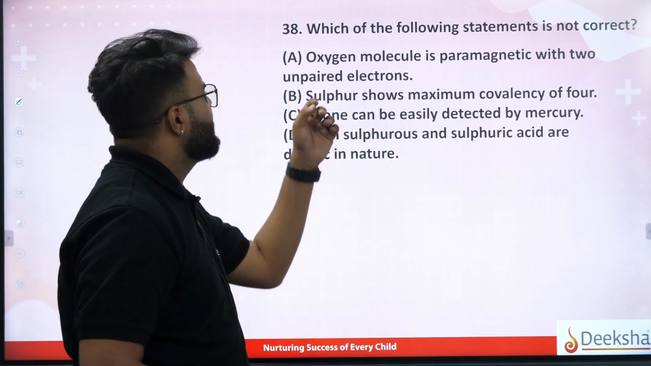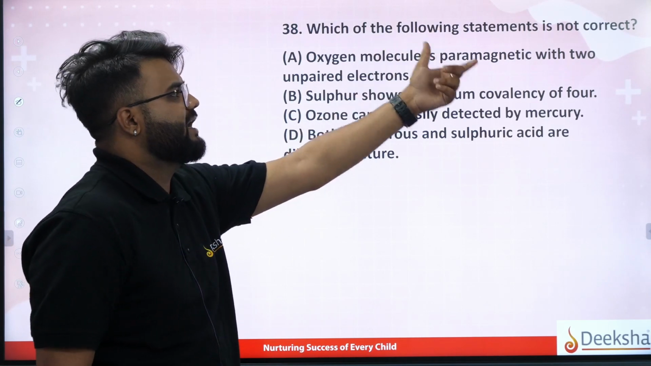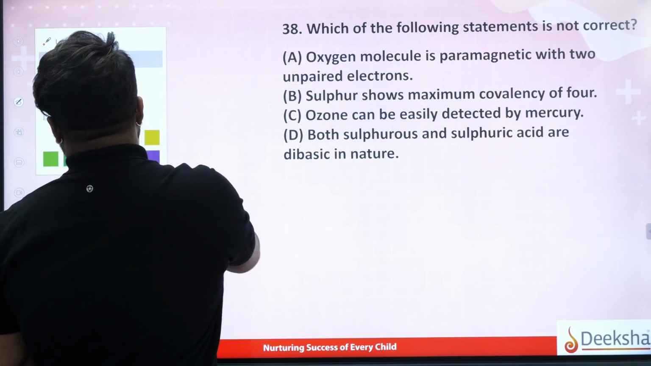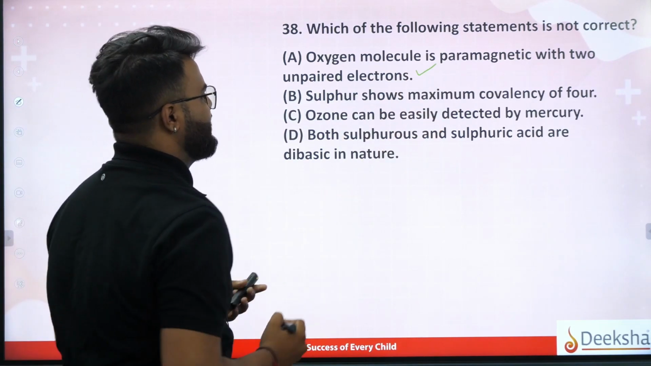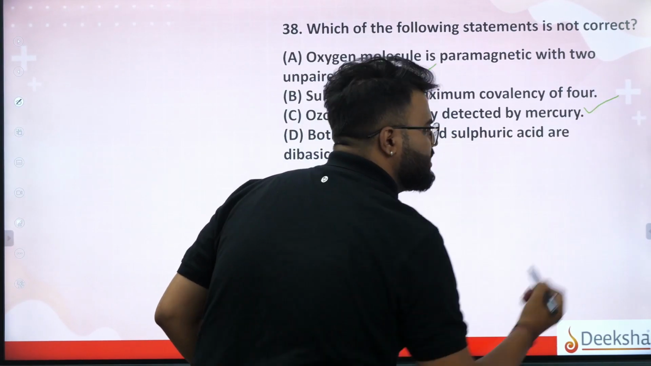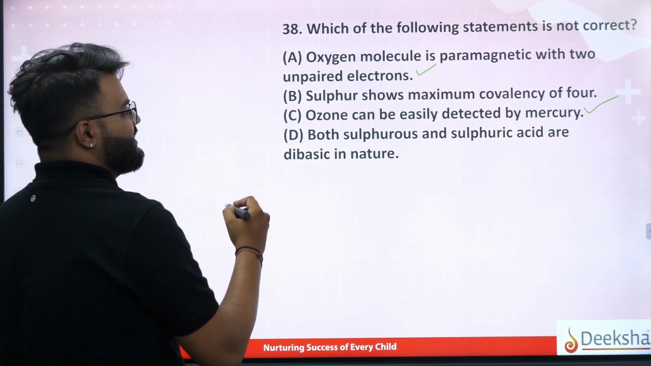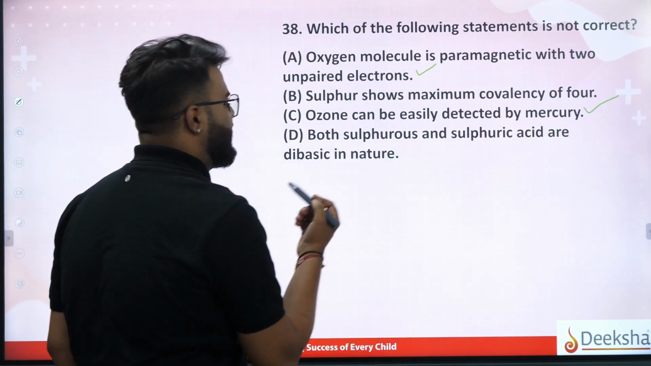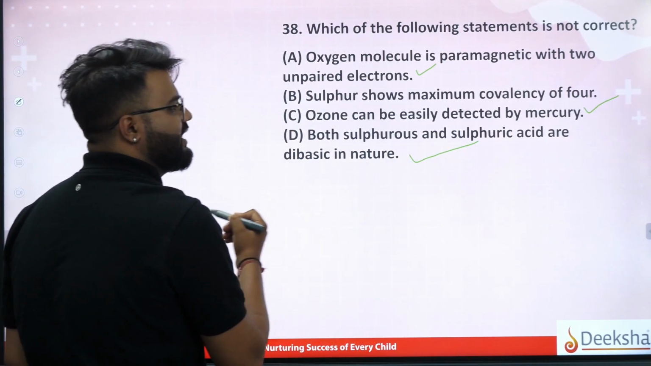Very easy. Oxygen molecule is paramagnetic with 2 unpaired electrons. This is your correct statement. Similarly, ozone can be easily detected by mercury. This is also a correct statement, right? Similarly, option D says both sulfurous and sulfuric acids are dibasic in nature. This is also a correct statement.